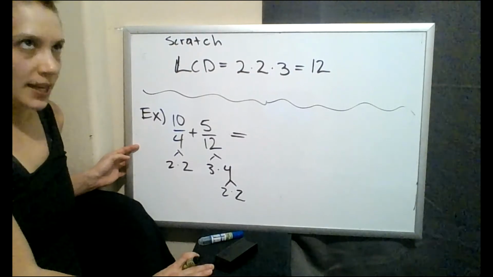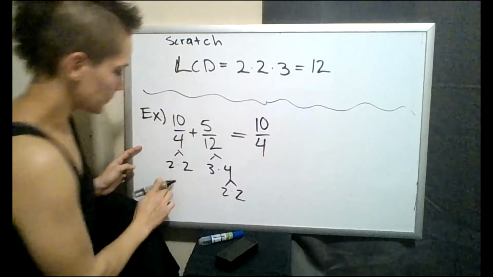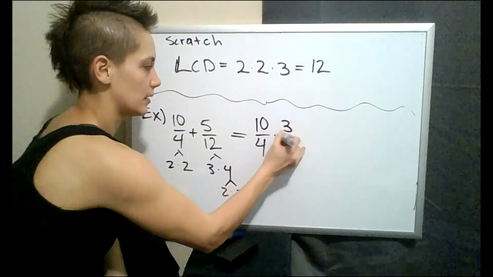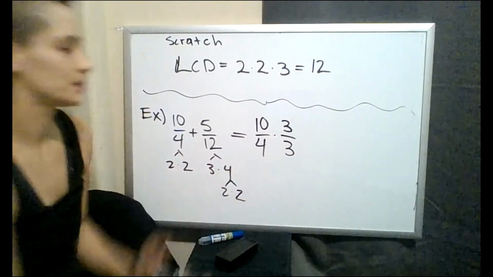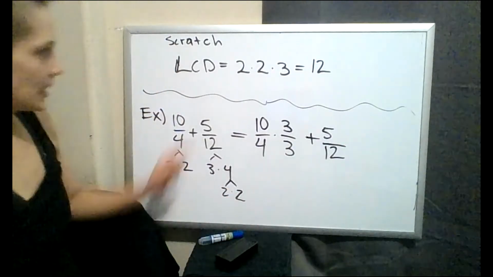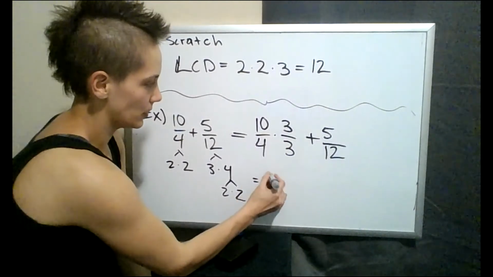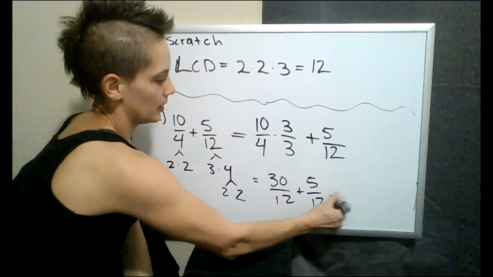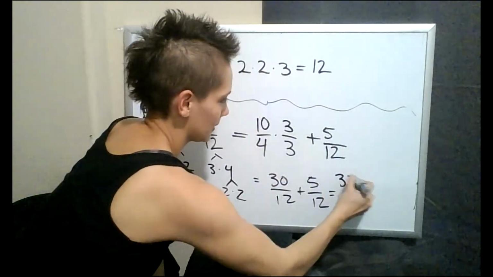Okay, we need to find missing factors. So 10 over 4 has the 2 2's, but we don't have 3. We're missing 3. Do that to the numerator and denominator. 12 has all the factors. You just leave it how it is. So this is 30 over 12. 5 over 12. You get 30 plus 5 over 12.